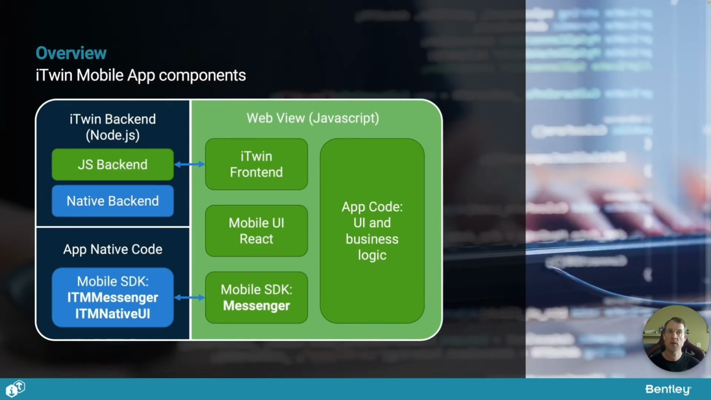This diagram shows the basic components of an iTwin mobile app. The green blocks represent JavaScript or TypeScript code, and the blue blocks represent native compiled code. Some of the key points to take away here are that both the front and back ends are running on the device. A web view is used to run front-end JavaScript code, present web UIs and run business logic, present a consistent touch-friendly React UI using our mobile UI React components, and communicate to native code via the messenger class in our mobile SDK.